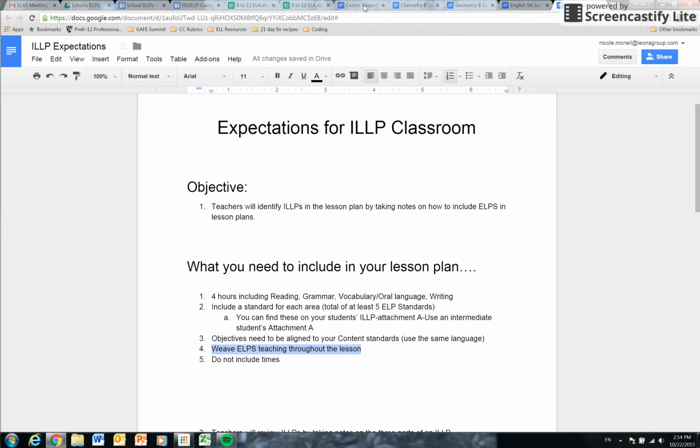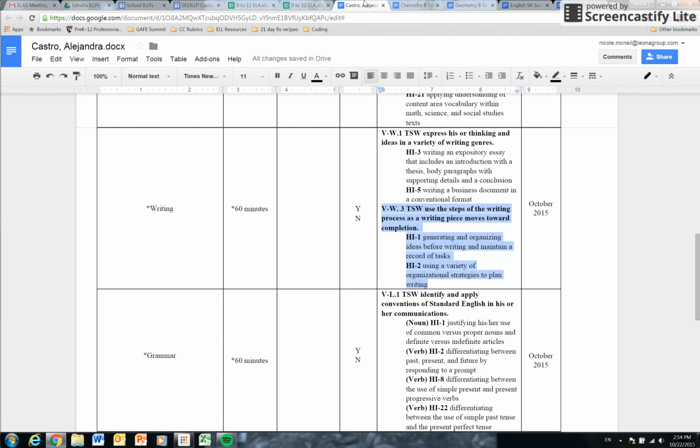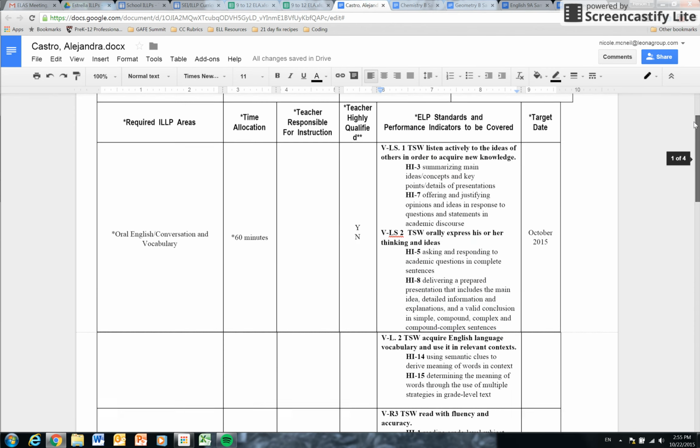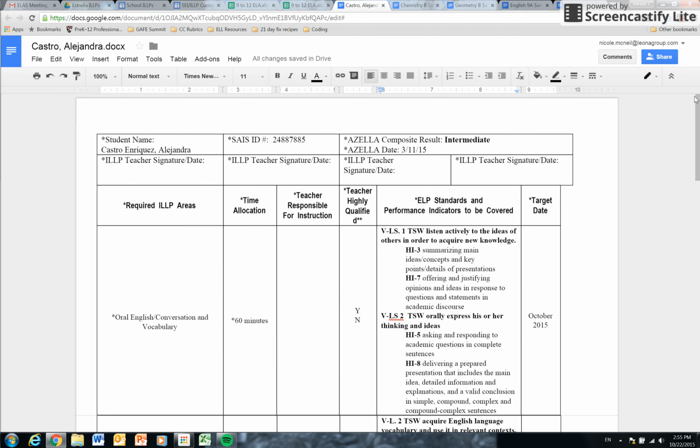First of all, I want to remind us what an attachment A looks like. You should have one for each of your ELL students, but you only need to use the intermediate one to include in your lessons because that's our goal. If we have a student who is pre-emergent or emergent, we want their goal to be that they can meet the intermediate standards. And so you only need to include your intermediate standards in your lesson plan, but you want to look at what is appropriate for basics as well as emergent students. And so you have those ILLPs as well.